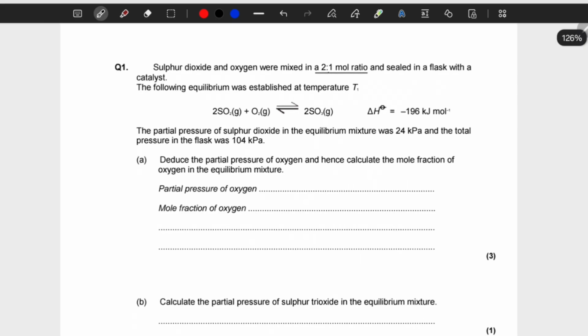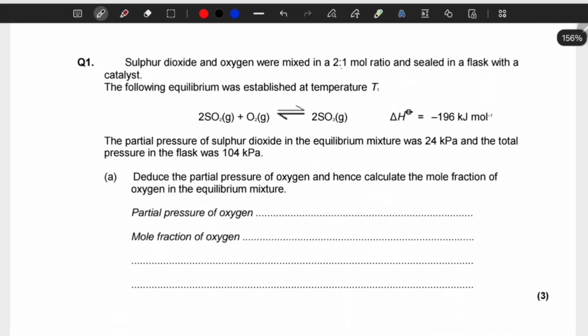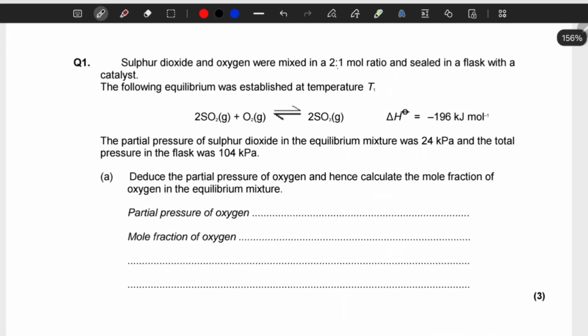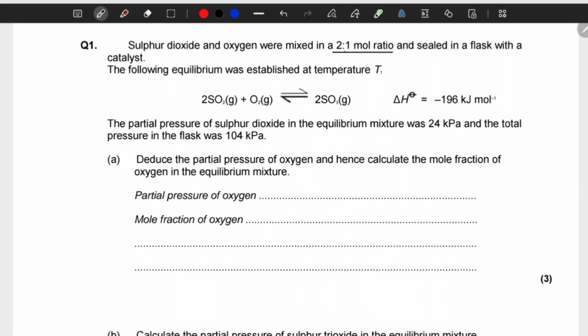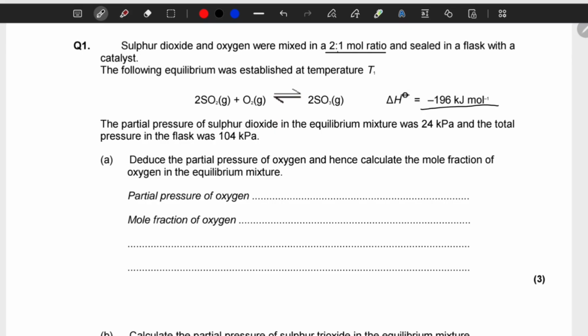Okay, so let's have a go with these exam questions. Sulfur dioxide and oxygen were mixed in a 2:1 mole ratio and sealed in a flask with the catalyst. You can see here that this reaction is exothermic because it's negative. This is T1. The partial pressure of sulfur dioxide in equilibrium was 24 kilopascal, and the total pressure in the flask was 104. Deduce the partial pressure of oxygen and hence calculate the mole fraction.